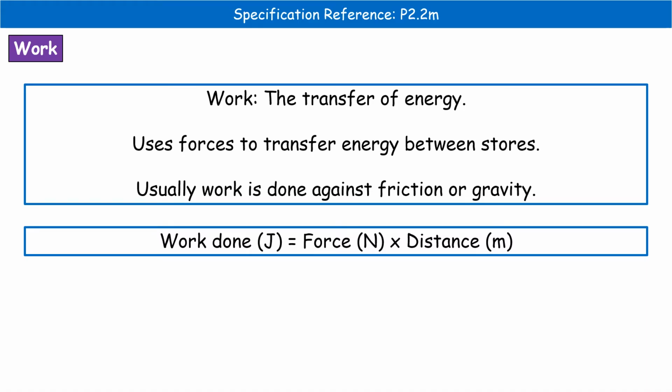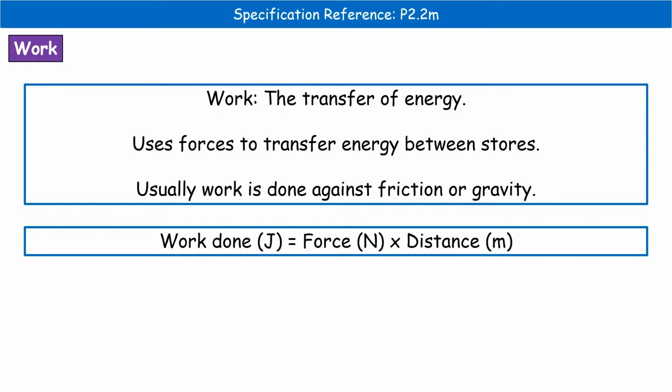First thing we're going to look at is one of the calculations. Now, as we know, we don't have to memorize any of these formulas because we get our formula sheet in the exam. Do remember to use that. What we're going to look at is work. When we start talking about work in physics, we're referring to the transfer of energy. So we use forces to transfer energy between those different stores, and usually it's done against either friction or gravity, depending on the scenario we're looking at.